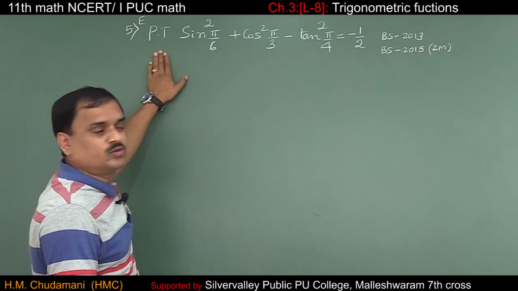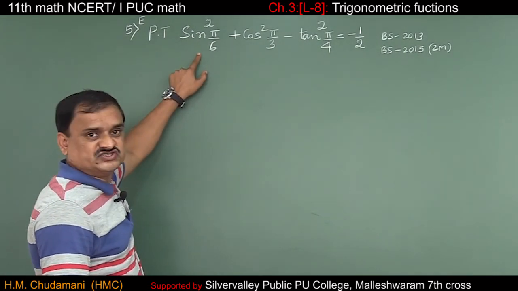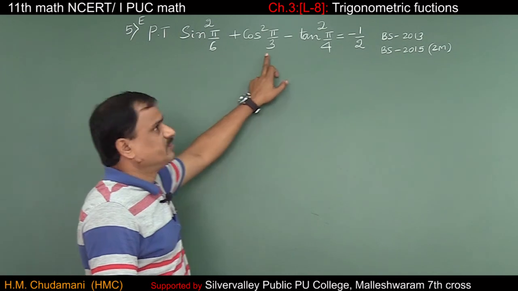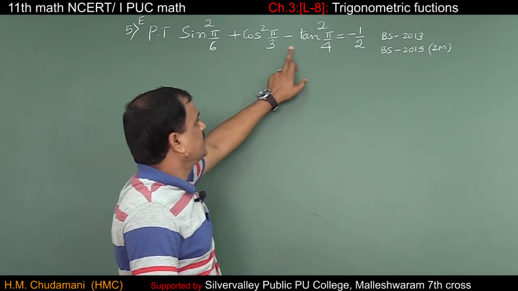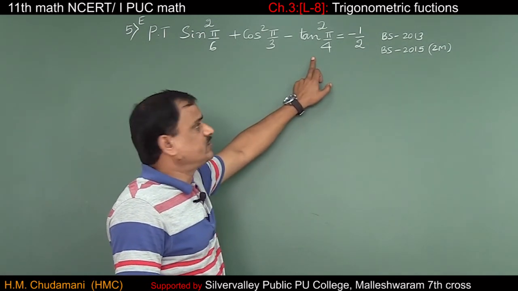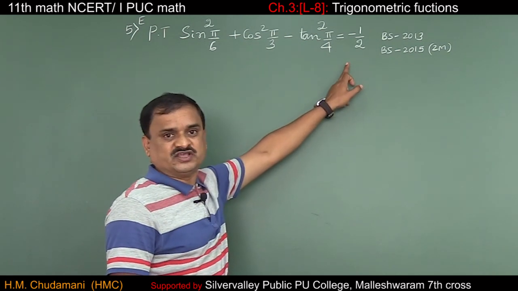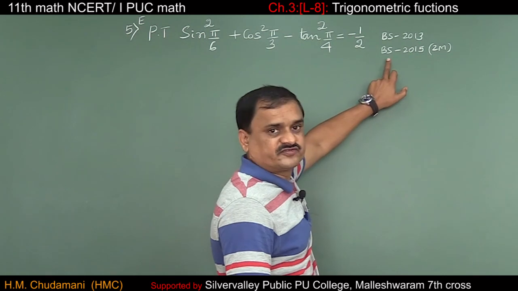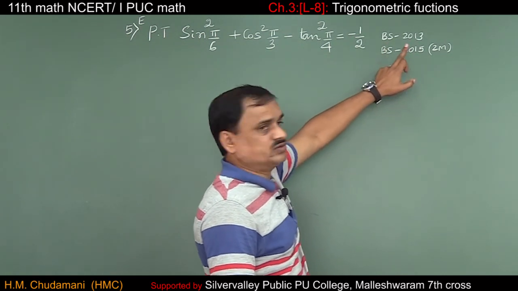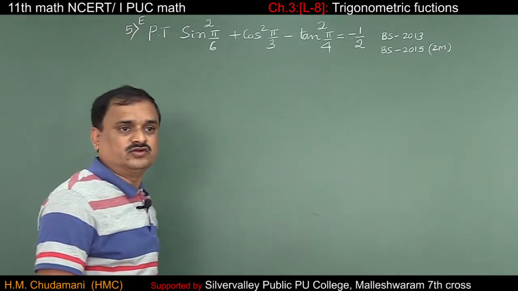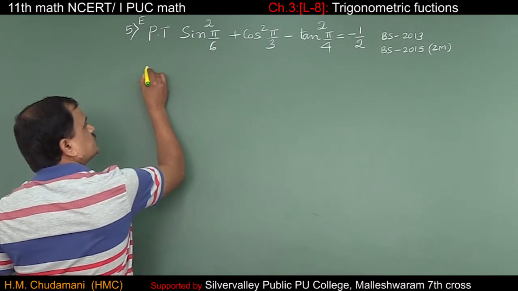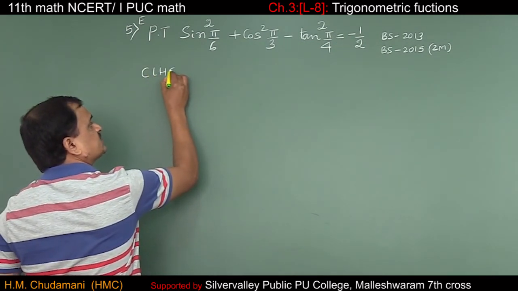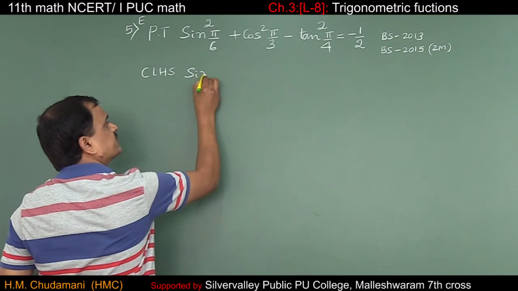Fifth one, prove that sin square pi by 6 plus cos square pi by 3 minus tan square pi by 4 equals minus 1 by 2. It appeared in the year 15, Bangalore South Zone, and 13, in the 2 mark section. So consider the left hand side to prove the RHS.